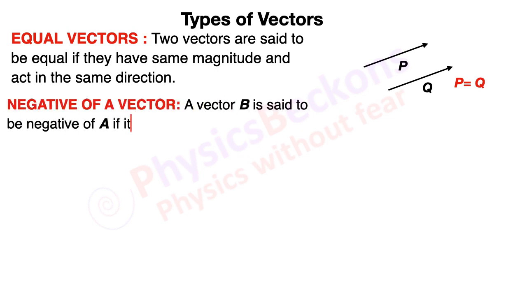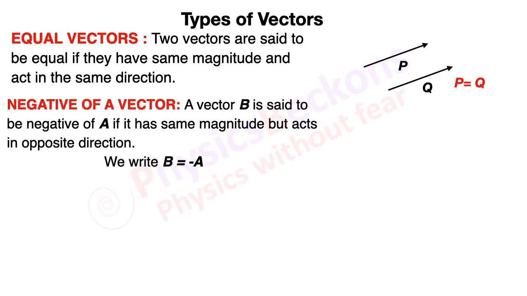Then negative of a vector. A vector B is said to be negative of a vector A if it has same magnitude as A but acts in opposite direction. We write vector B equal to minus of vector A. As an example, you can see this diagram. We have vector A acting in a particular direction, B equal magnitude but acting in opposite direction.